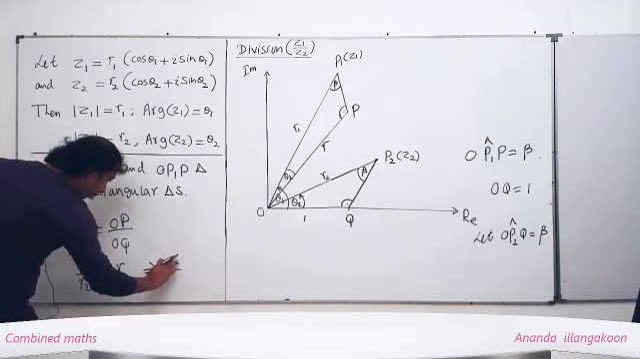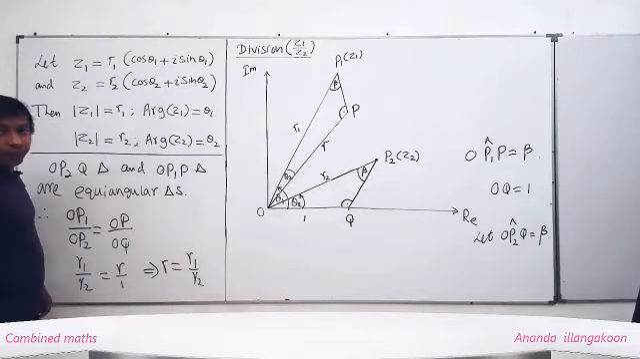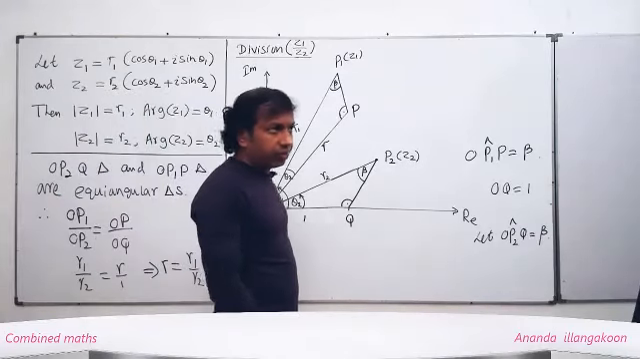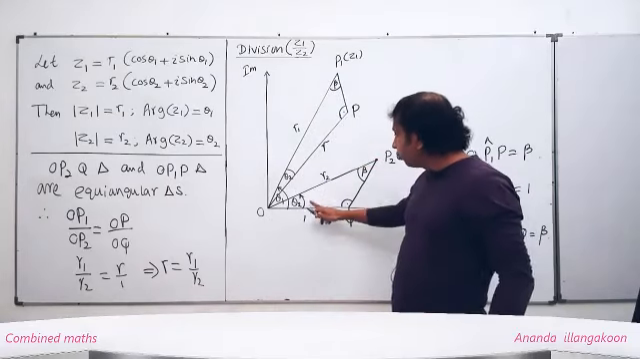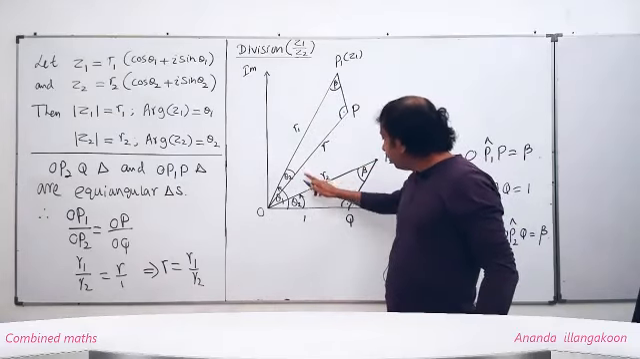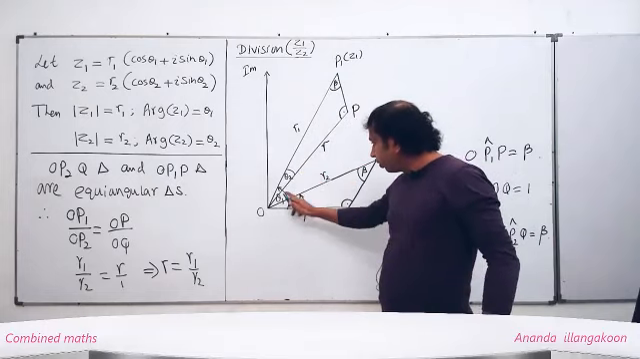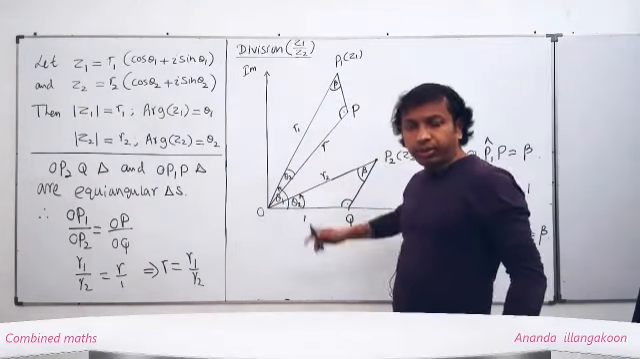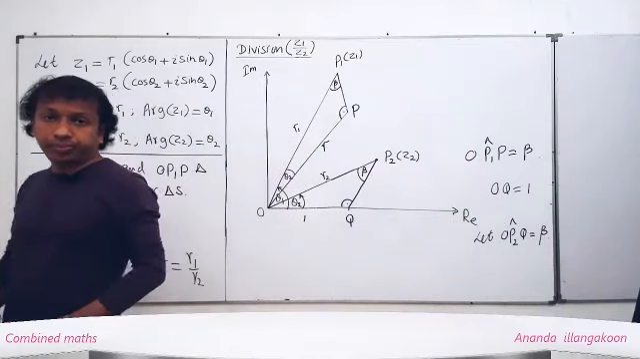R equals R1 by R2. Correct, no? The required length of the line segment which represents Z1 by Z2 should be R1 by R2. Now also, this angle from the positive real axis in anticlockwise to OP is going to be θ1 minus θ2. So then we get the complex number by point P.